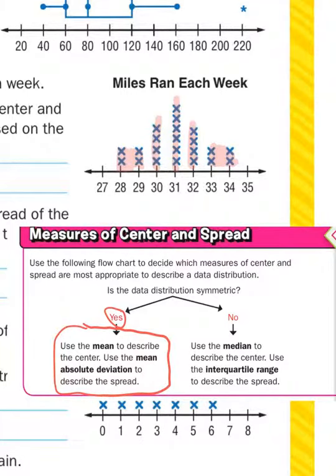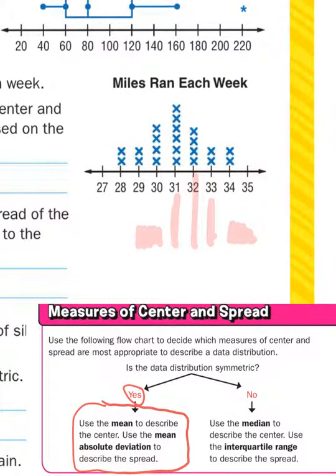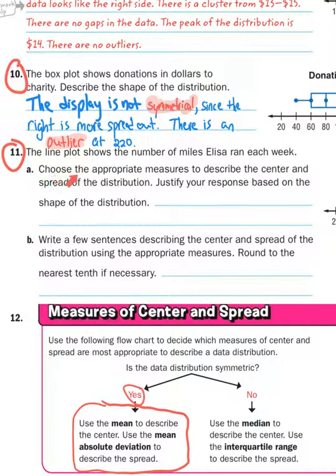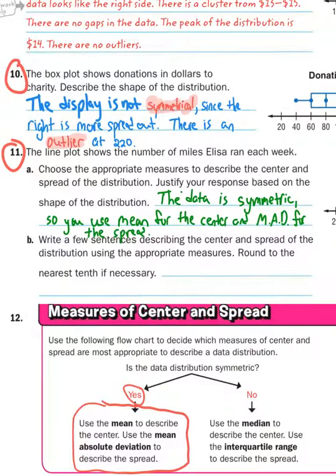So first thing we're going to answer is part A. Part A says, choose the appropriate measure to describe and justify your response. So what I'm going to write, I'm going to basically say, because the data is symmetric, we would use mean and mean absolute deviation, since that's what the chart said. That's all I'm going to say. Okay, so here's what I wrote. The data is symmetric, so you use mean for the center and mean absolute deviation for the spread. Okay, so pause it if you need to make a correction, but that's all you do for part A.